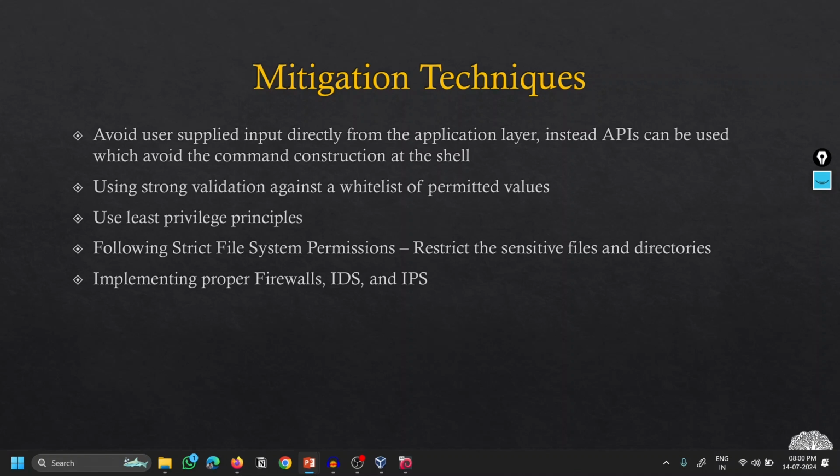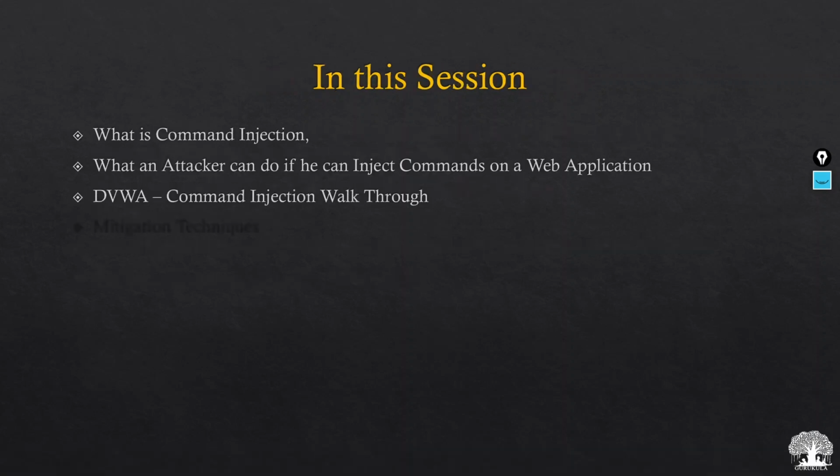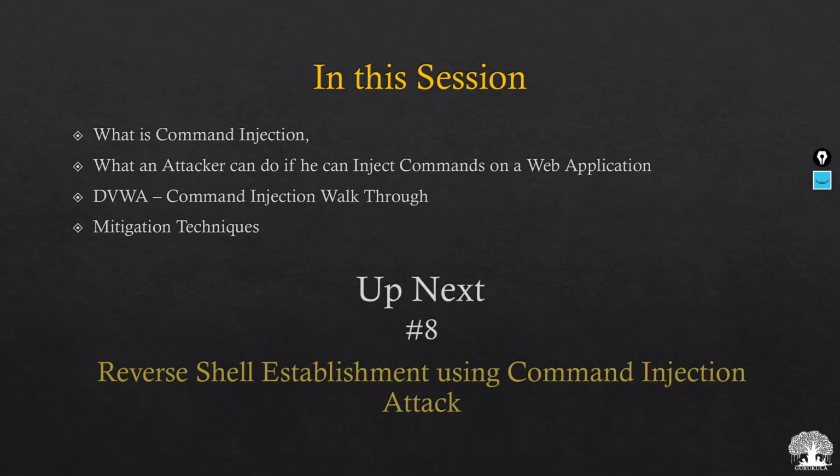So these are the mitigation techniques that we can take to overcome or minimize the command injection vulnerability. In this session we have covered what exactly command injection is, and what an attacker could do if he can inject OS commands into the web application. We have walked you through the low and medium security levels of DVWA, especially with the command injection vulnerability, and finally we have discussed certain mitigation techniques. Up next, in the next video, we will be discussing how to establish a reverse shell connection by using this command injection attack.